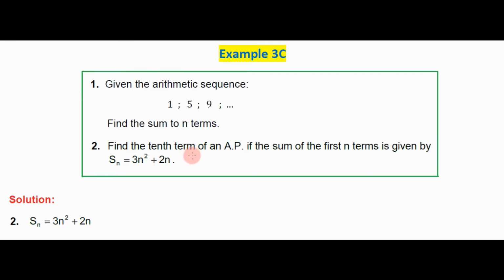In the second part of this example, it says, find the 10th term of an AP if the sum of the first n terms is given by S sub n equals 3n squared plus 2n. So here we are given the general sum, and we need to find the value of the 10th term of the AP. Now, before you look at the answer, let's have a discussion on how to find the value of a term when we have the general sum.